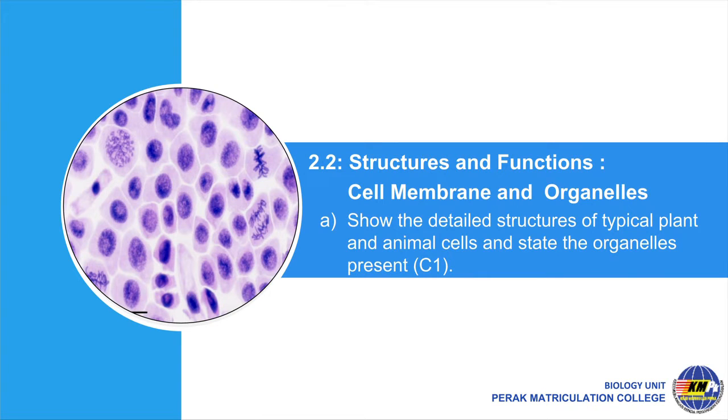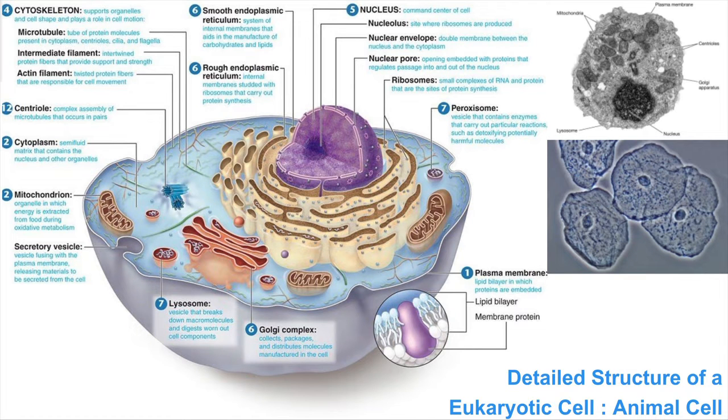We will look at the detailed structures of typical plant and animal cells and state the organelles present. Look at this animal cell. The animal cell is surrounded by a semi-permeable cell membrane. Although animal cells can vary considerably depending on their purpose, there are some general characteristics that are common to all cells. These include structures such as the plasma membrane, cytoplasm, nucleus, mitochondria, and ribosomes.